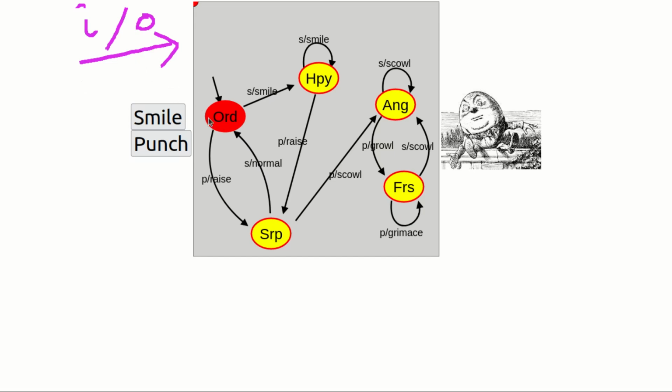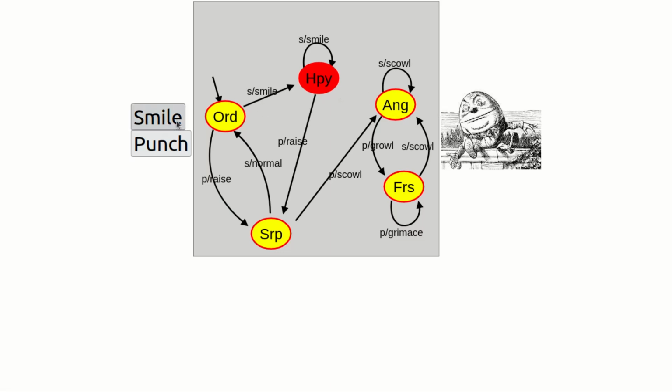For instance, if you are in the ordinary state and I smile at it, so the input is S, where S is smile and P is punch, in that case it will move to this state and the output will be smile. And this arrow from nowhere is pointing at ord, which means ordinary is our initial state. I have also color coded it as red. So let's start playing the game. Suppose I smile at it, then I move from here to here. And since this arrow is connected with the output smile, you see Humpty smiling.